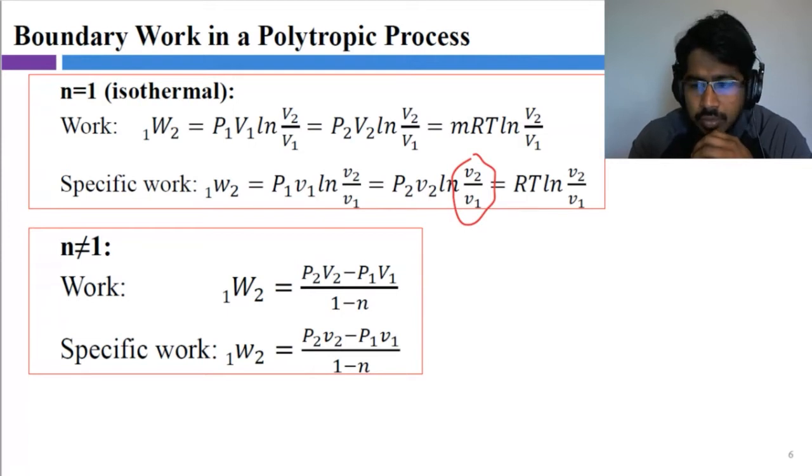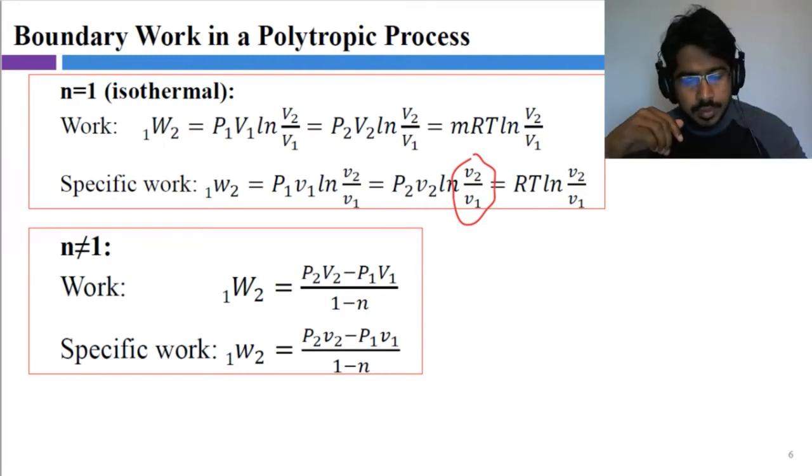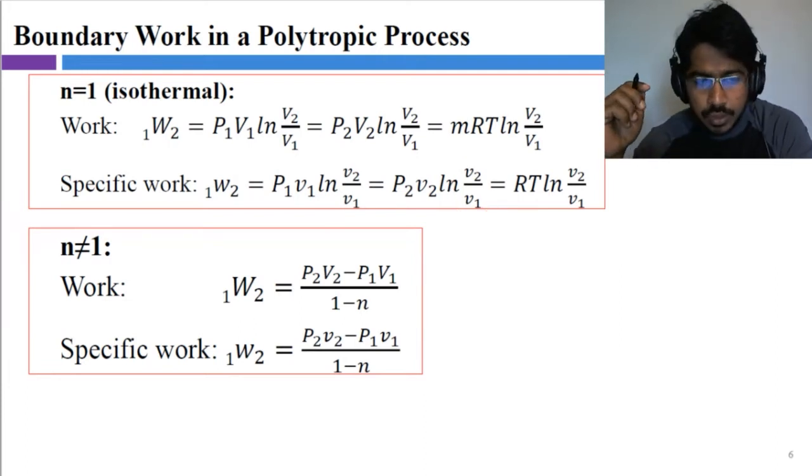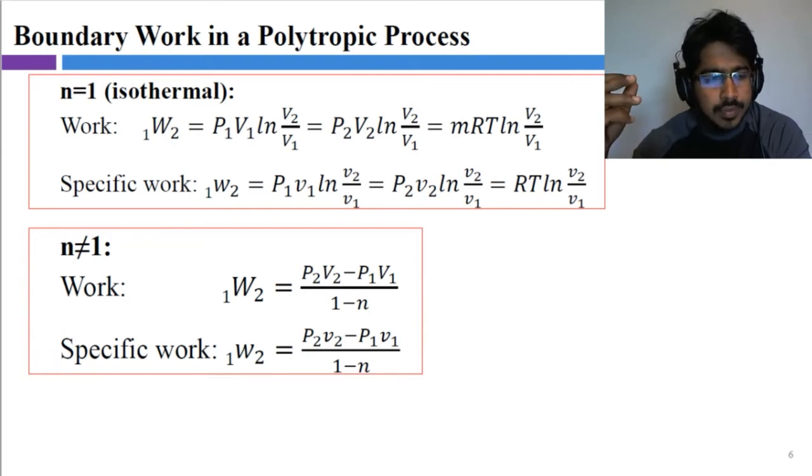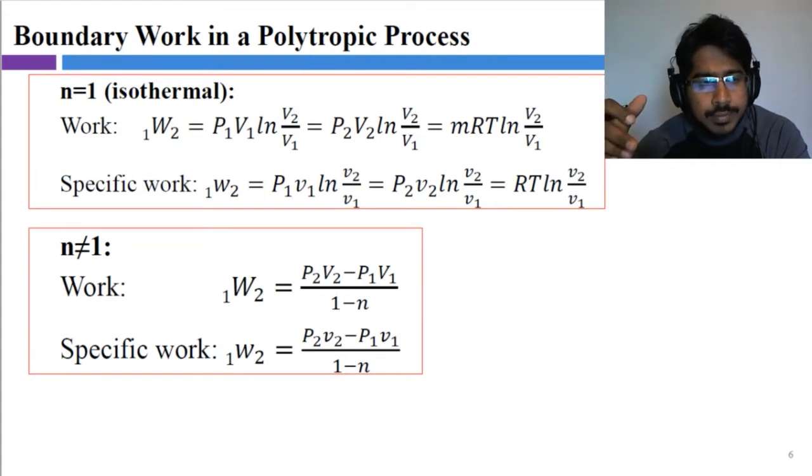It doesn't really matter, right? So the mass cancels out, so it doesn't really matter. For a closed system, the mass cannot cross the boundary, so therefore it's very easy and convenient. So in a process where n is not equal to 1, it's not going to be an isothermal process, right? So we know that as well.